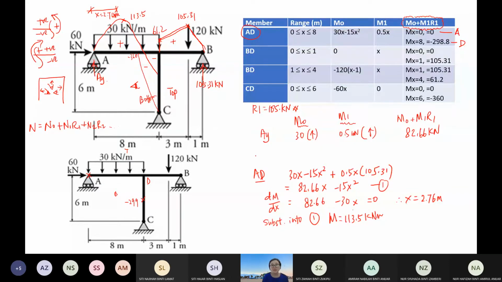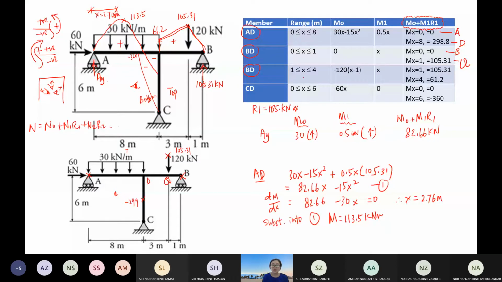Next I continue with BD. BD at x equal to 0 is at B, and x equal to 1 is at the point load, say point Q. I give a point Q here. So now I have to plot 0, and 105 is positive, so I draw it up on my member, 105.31. So next I go to BD.